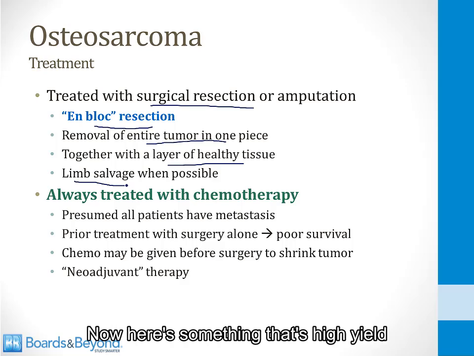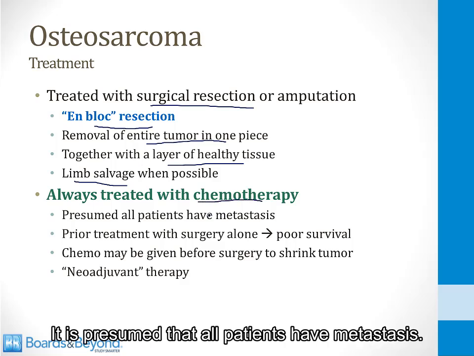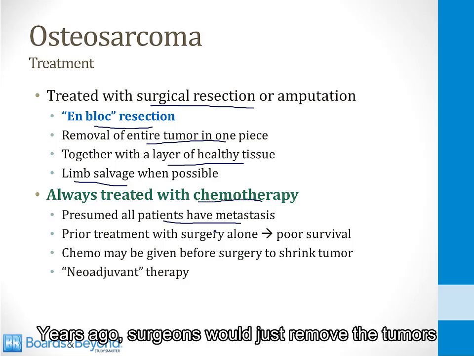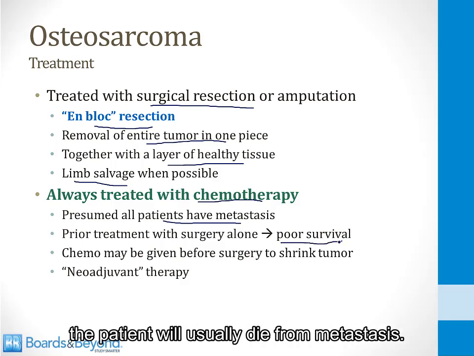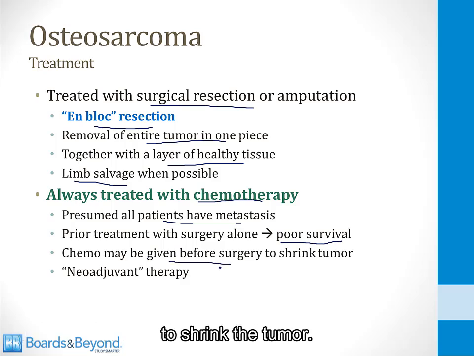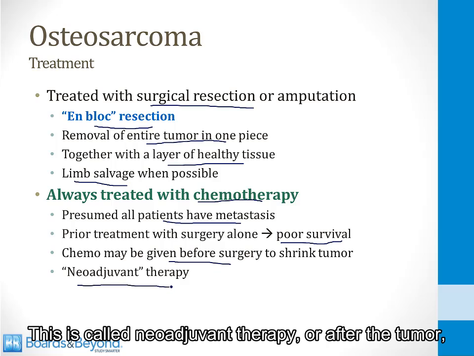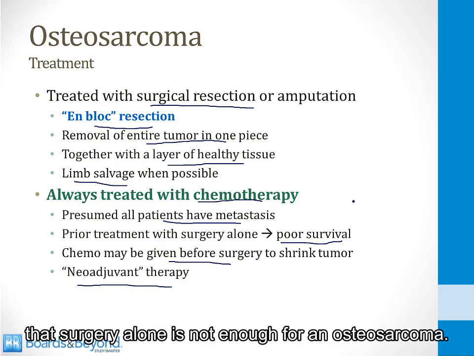Now here's something that's high yield for you to always remember about these tumors. They are always treated with chemotherapy. It is presumed that all patients have metastases. Years ago, surgeons would just remove the tumors, and what they found is a few years later, the patient would usually die from metastases. So now chemo is given sometimes even before surgery to shrink the tumor. This is called neoadjuvant therapy, or after the tumor. But the key point here is they're going to want you to know for your boards that surgery alone is not enough for an osteosarcoma.